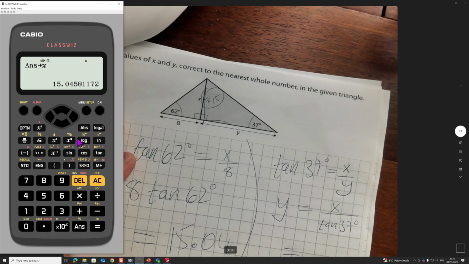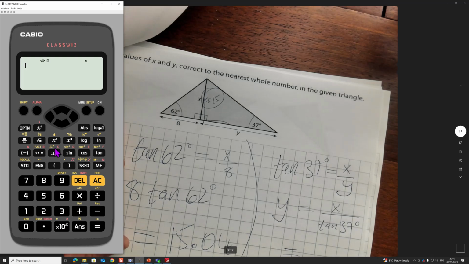And we'll plug it into our calculator. Clear. x upstairs, bring it up, bring it back, fraction, tan downstairs. I think I might need to close that. If I don't, I think I'll get an error. So here you saw it.